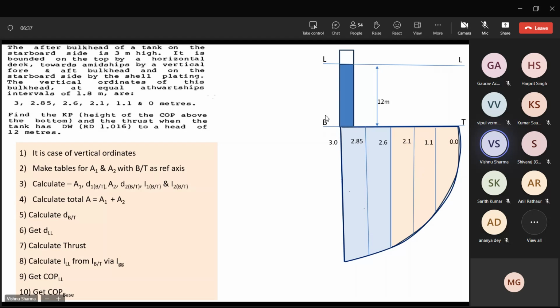Beta, are you listening to me or no? Yes, sir. So when we are going to take the ordinates, it will be to the bulkhead because the ordinates are ending at the bulkhead.